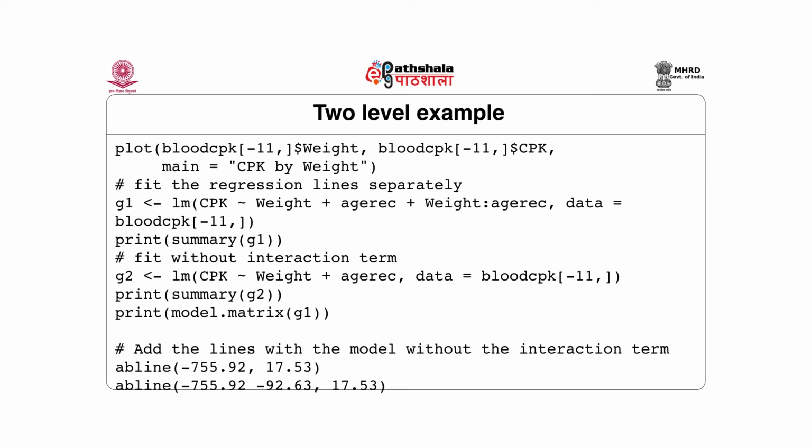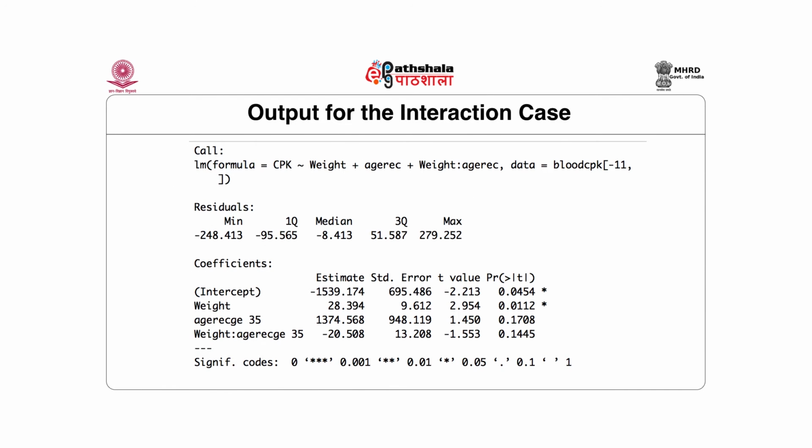So let's take a look at where these numbers like minus 755.92 and 17.53 and 92.63 and 17.5 come from. They come from here. Here is the output for the interaction case, and you can see that it is somewhat different, but very similar outputs, exactly everything that we had seen before. The only variable that is really important is the weight. Now note in the third line something very interesting: it says age band 35. Where does that come from?